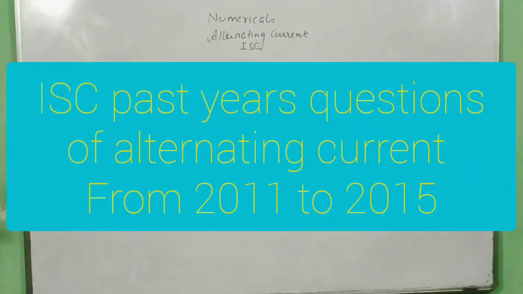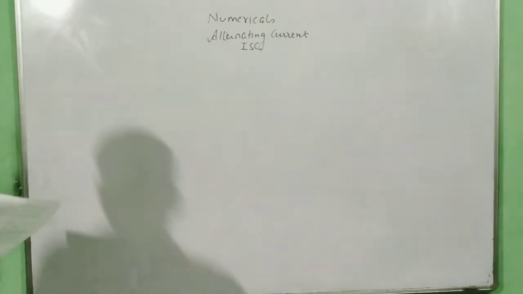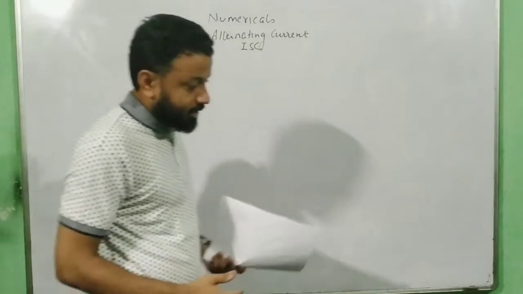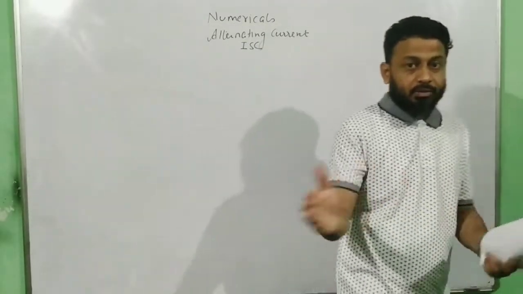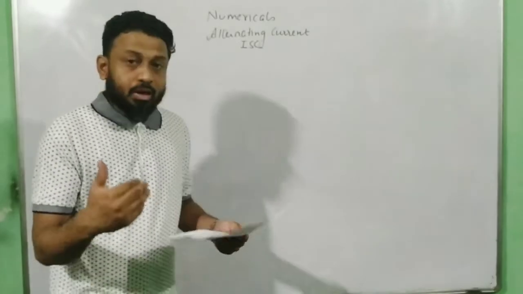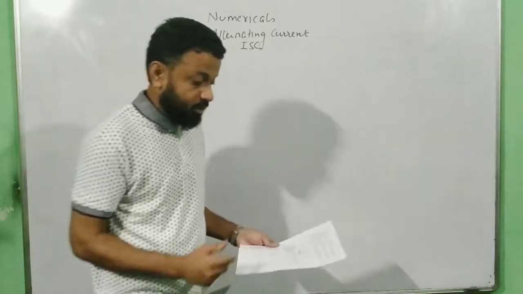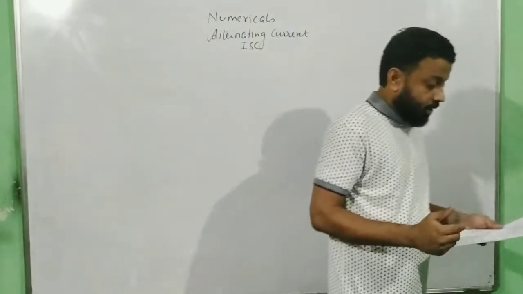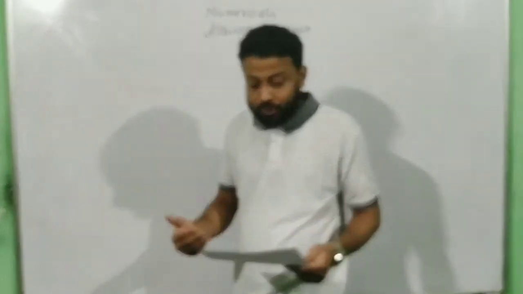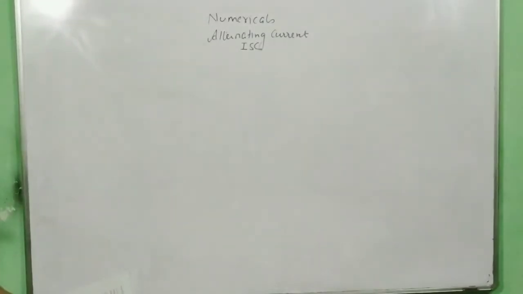Hello students, today we are going to see the numericals of alternating current, and in the first class we are going to see the questions which have been asked from the year 2011 to 2015. In that way we will cover till 2019, that means the last 9 years of your ISC exam. So in today's video we are going to see from 2011 the questions which they have asked in that year.